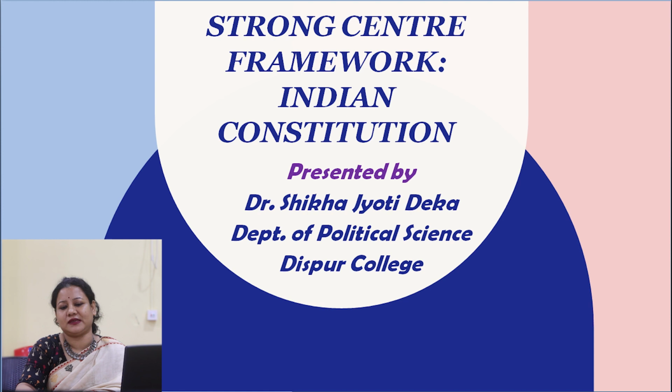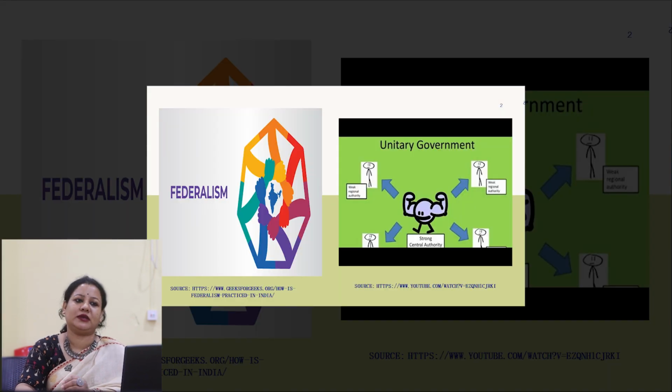So today we'll be discussing how the Indian Constitution has made the central government more powerful, meaning a strong central framework. Now we all know that the Indian government has a few federal features and at the same time a few unitary features. Now the questions come: what is the federal form of government? What is the unitary form of government?